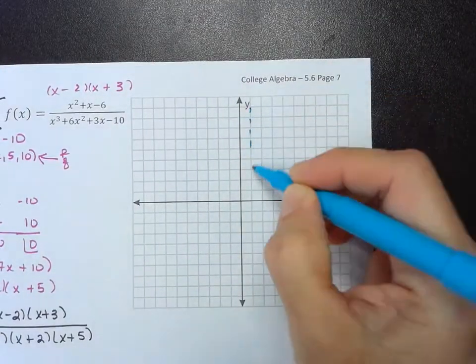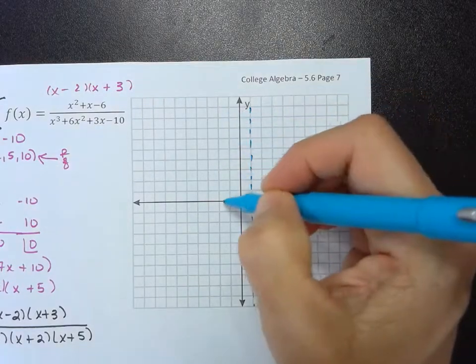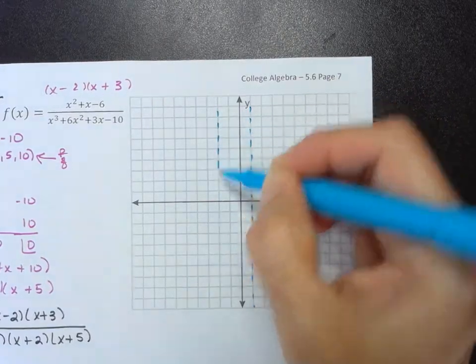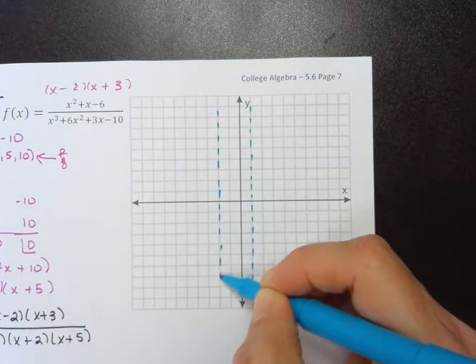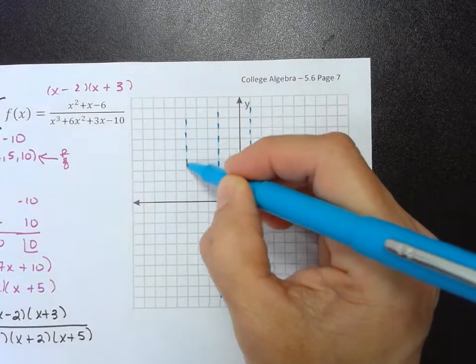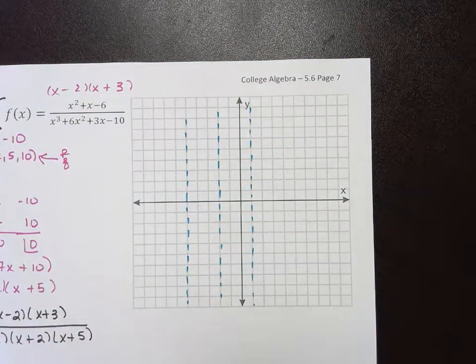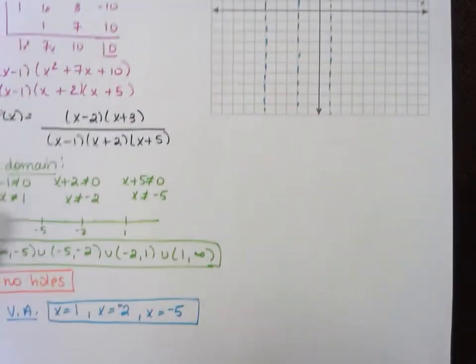So 1, negative 2, and 3, 4, 5, negative 5. 3 vertical asymptotes this time.